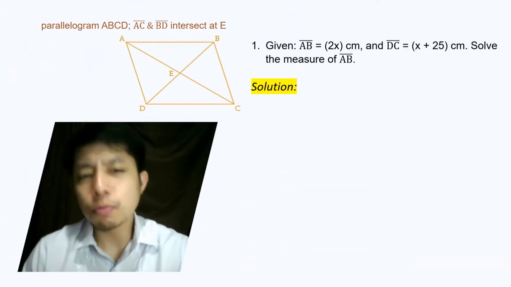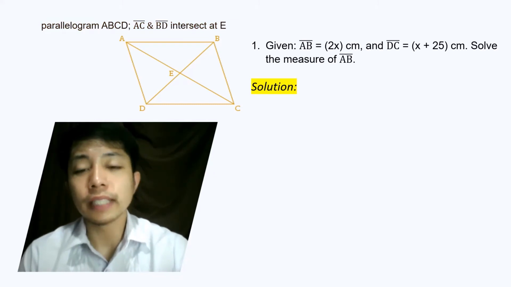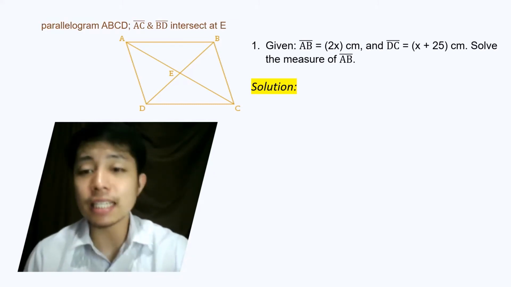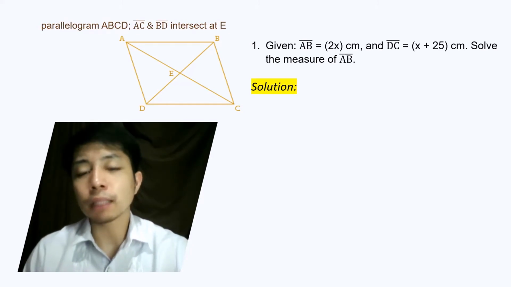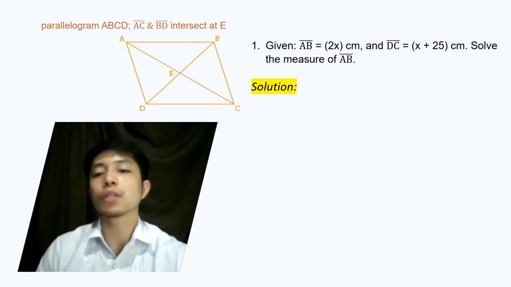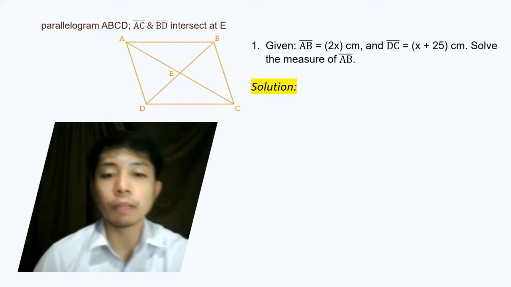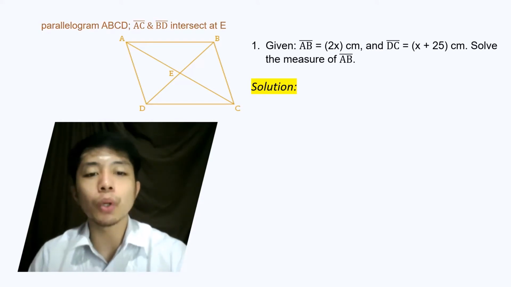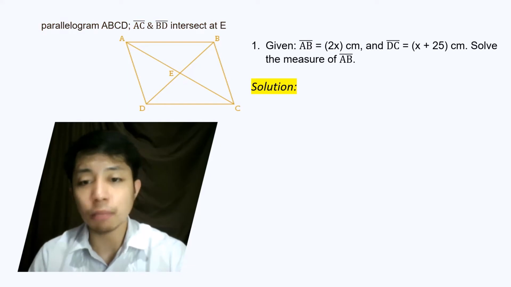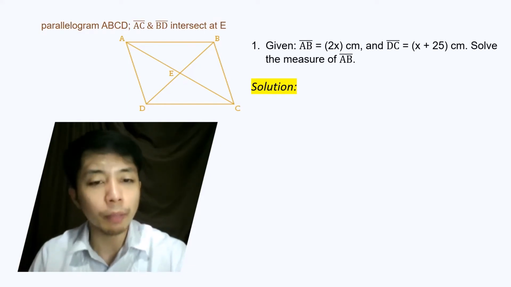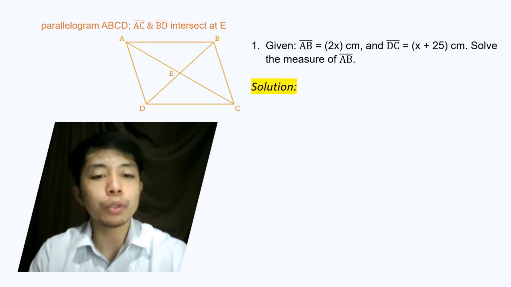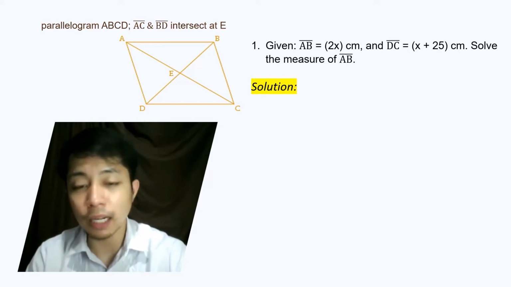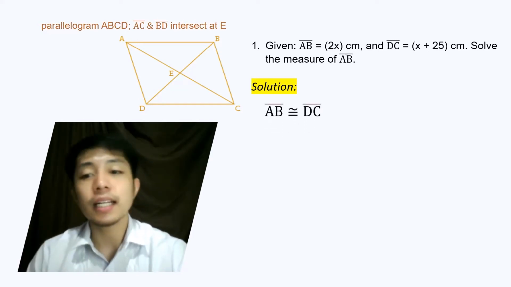Okay, so let's be more applied. Let's solve a problem. Now, the given parallelogram is ABCD with diagonals AC and BD that intersect or meet at point E. Now, using the given conditions on problem 1, let's solve the measure of side AB. First is to know that we are after the side measure of AB, and then simply recall the properties and conditions we tackled. Choose one from them that best satisfies the problem. Here we could use opposite sides of a parallelogram are congruent, meaning they have the same measure.